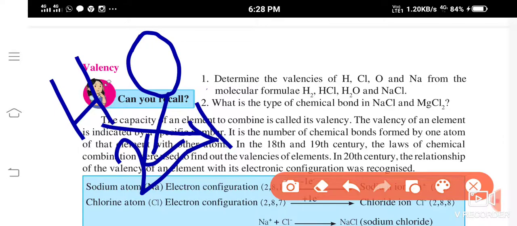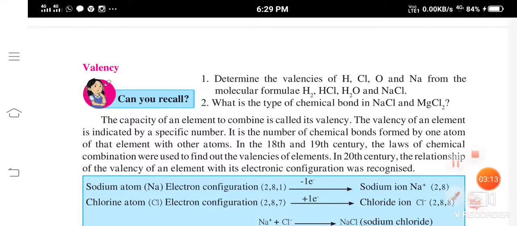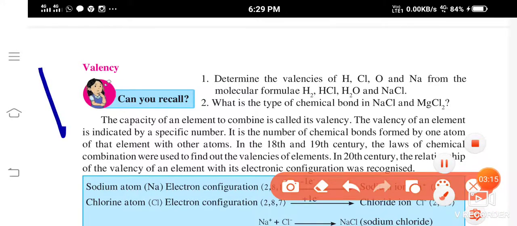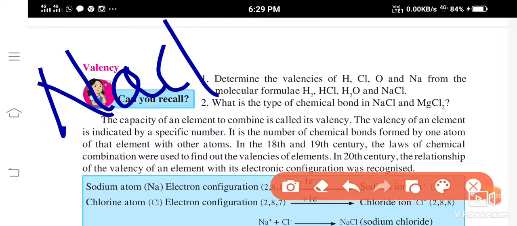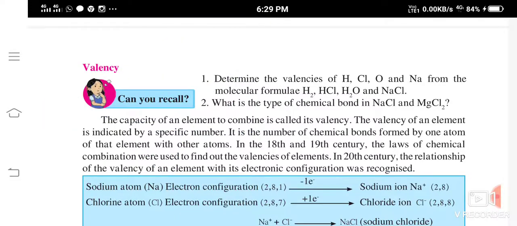Now the next one, NaCl. Na, how much here? 1. Cl, how much? 1. Now the valency. See this 1 which is there, this is the valency of chlorine, and this valency is of sodium. So now you must have understood.